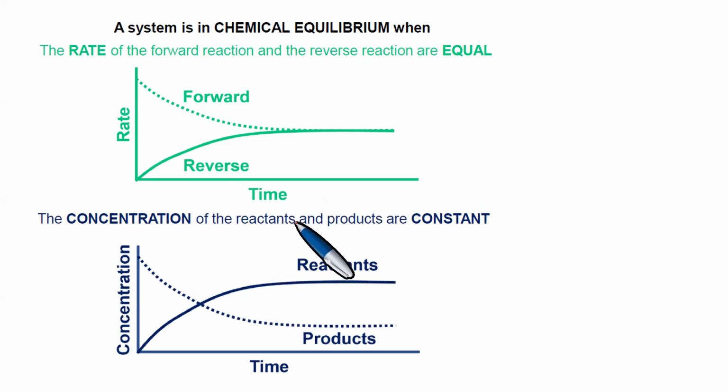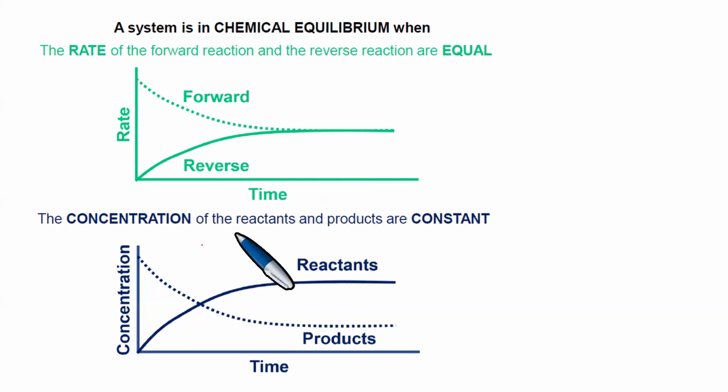Let's continue and see what more we have here. If you look at the graph, the forward reaction is the dotted line and the reverse reaction is the solid line, with the rate on the vertical axis and the time on the horizontal axis. The forward and reverse rates are equal at the point where they converge. At that time the rate of the forward and the reverse become equal to each other, and then we have chemical equilibrium.